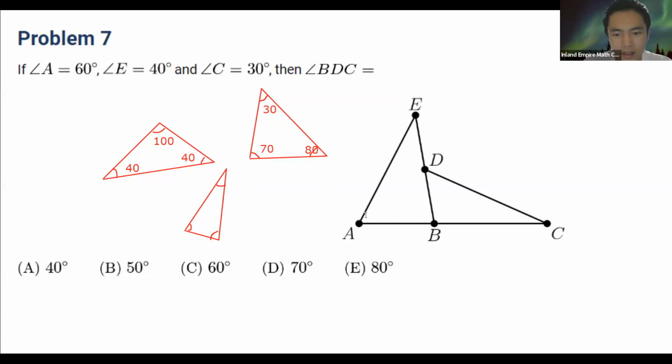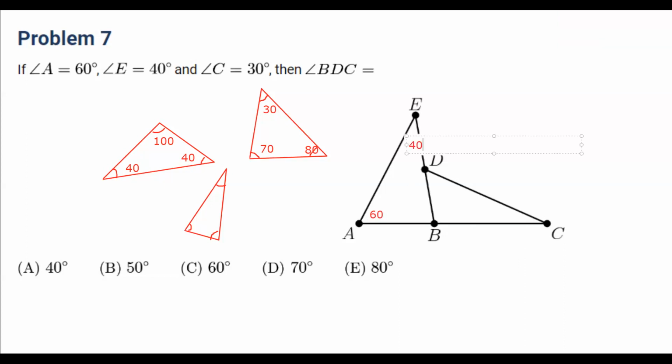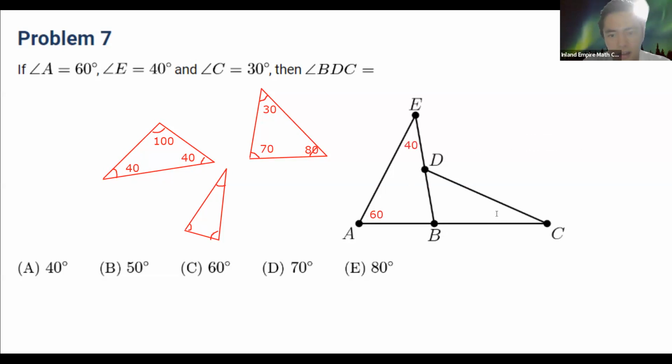Then with that in mind, if you know that angle A is 60 degrees, and you know that angle E is 40 degrees, and that angle C is 30 degrees, then what can we figure out from this? Well, first of all, this shape here is a triangle, right? Triangle ABE is a triangle. That means its angles add up to 180 degrees. Meaning that since you know angle A and angle E add up to 100, 60 plus 40 is 100, angle B must be 180 minus 100, which is 80 degrees, right?